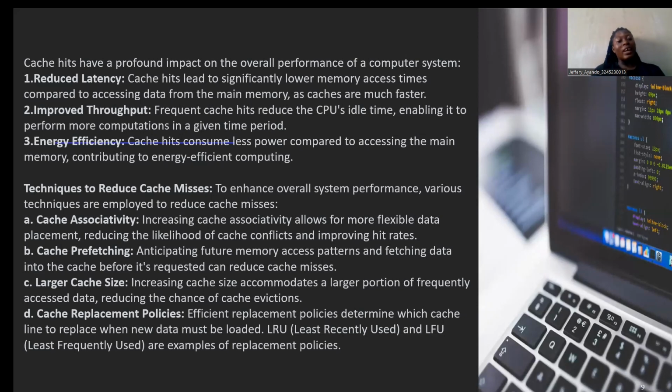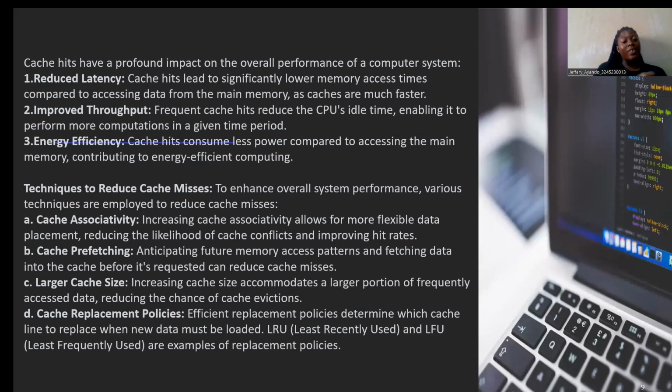Techniques to reduce cache misses. To enhance overall system performance, various techniques are employed to reduce cache misses. A, cache associativity. Increasing cache associativity allows for more flexible data placement, reducing the likelihood of cache conflict and improving hit rate.